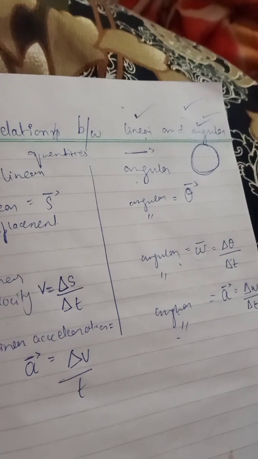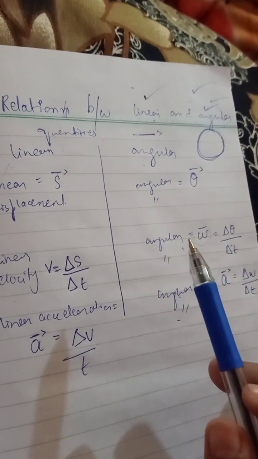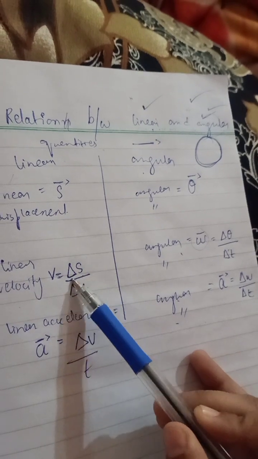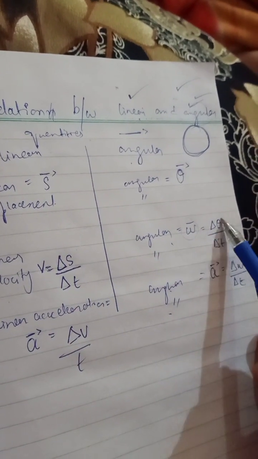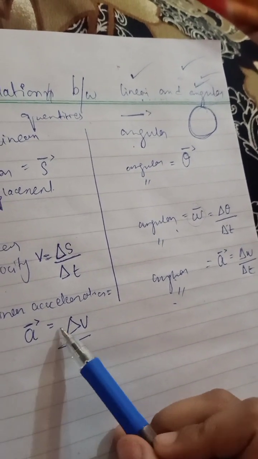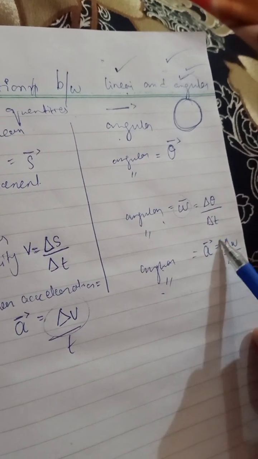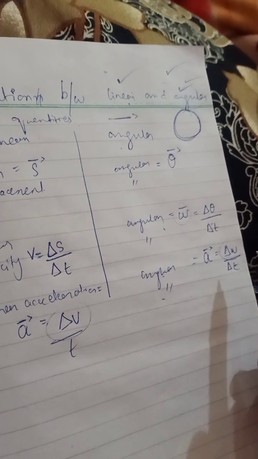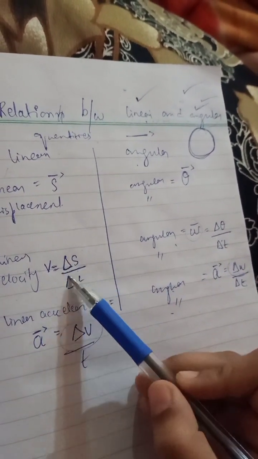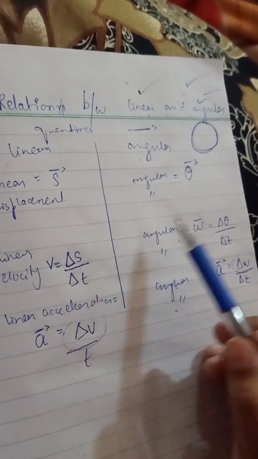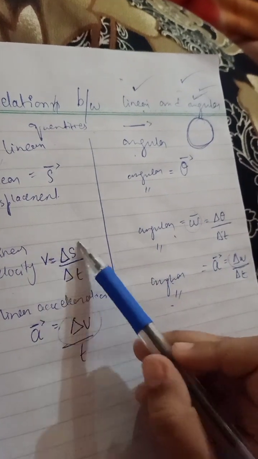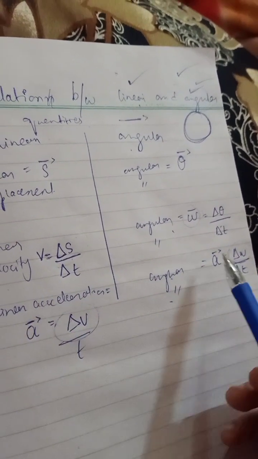You can see that here we have a change in distance, but here we do not have any change in distance. Here we have a change in velocity, but here we have a change in angular velocity. So there is no direct relation in these formulas. The change in distance is not coming into the angular one, and the change in theta is not coming into the linear one.